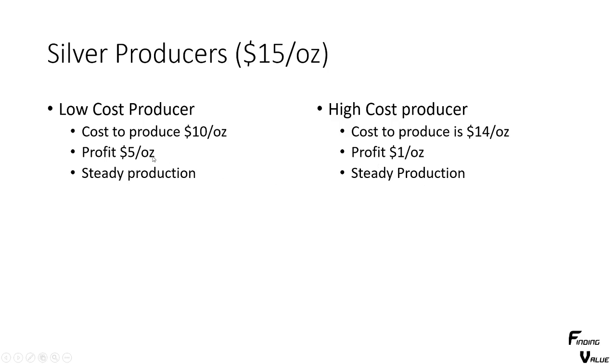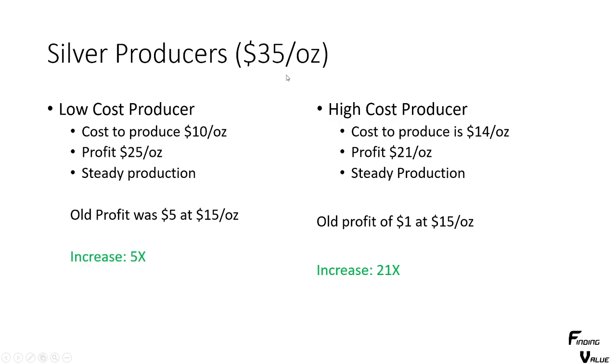So you would think, well, this person's always going to make more money. But is that what we're interested in? I'm going to show you something that it may not be. So if silver goes to $35 an ounce, the cost to produce is still $10. We get a profit of $25. Your old profit was $5, now it's $25. That's a 5x increase.